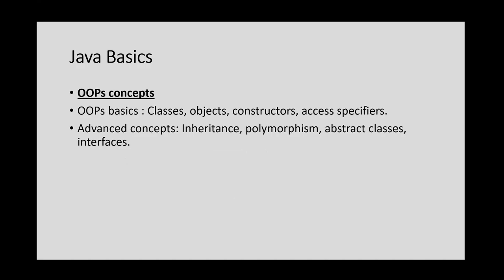Classes, objects, constructors, access specifiers. You just need to know what these concepts are. That's all. Because whenever I use some terminologies while explaining the code, you need to know what exactly they are. So that's what I'm suggesting. If you don't know Java, then go through a prerequisite to learn the Java basics. And there are some advanced concepts like inheritance, polymorphism, abstract classes, and interfaces.